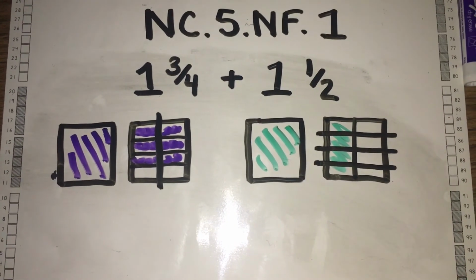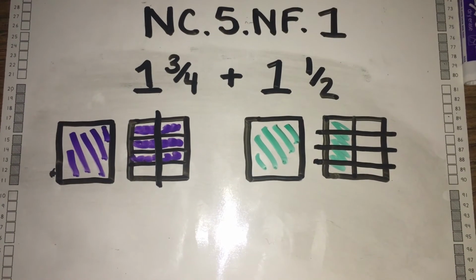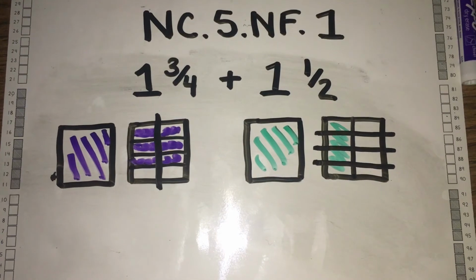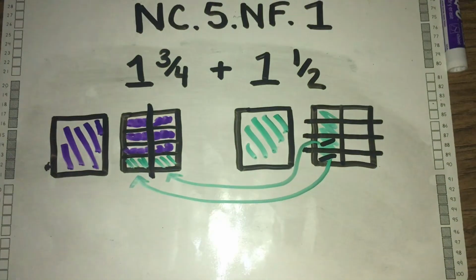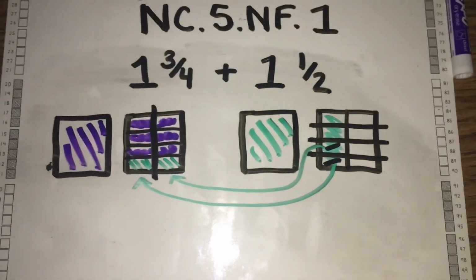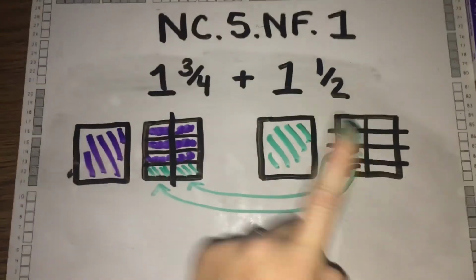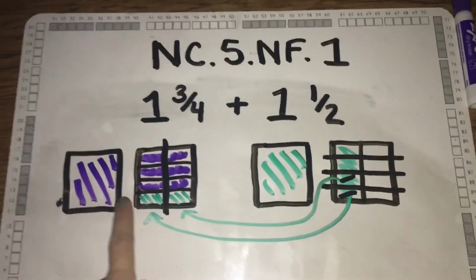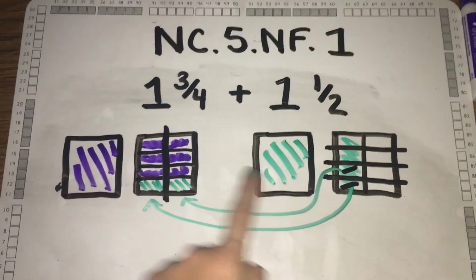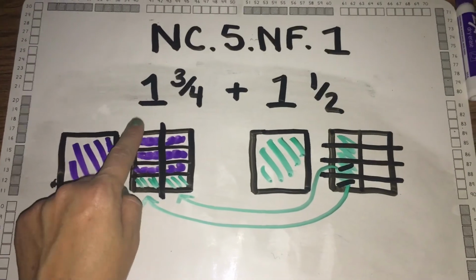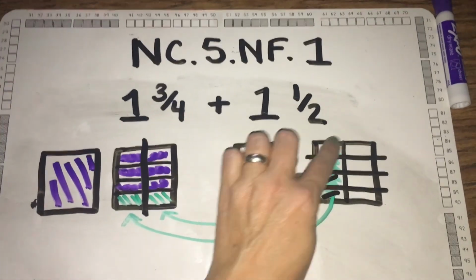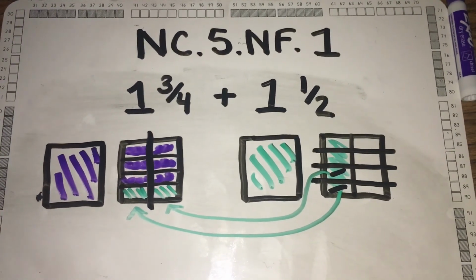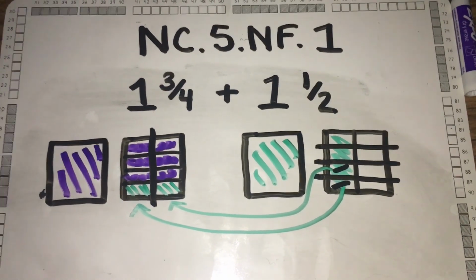I can now combine my fractions together in order to determine what 1 3/4 plus 1 1/2 is equivalent to. I have now moved 2 of my fractional parts from over here to fill in this whole. That leaves me with 1, 2, 3 wholes and 1, 2 out of 8. So 1 3/4 plus 1 1/2 is 3 2/8.